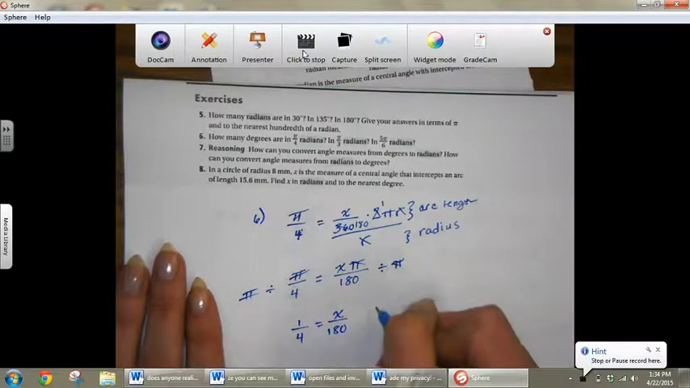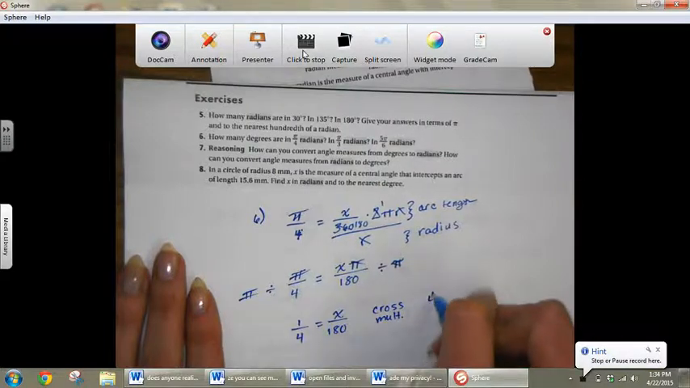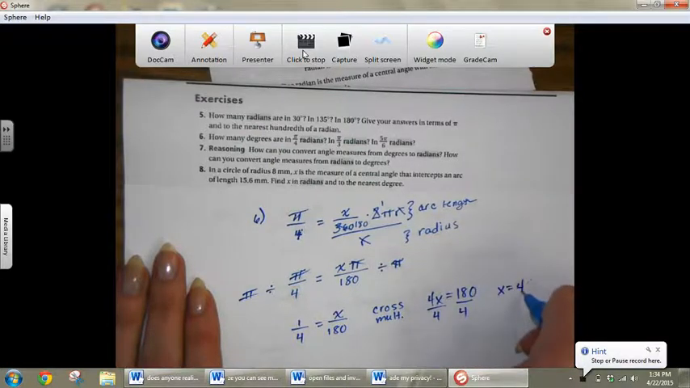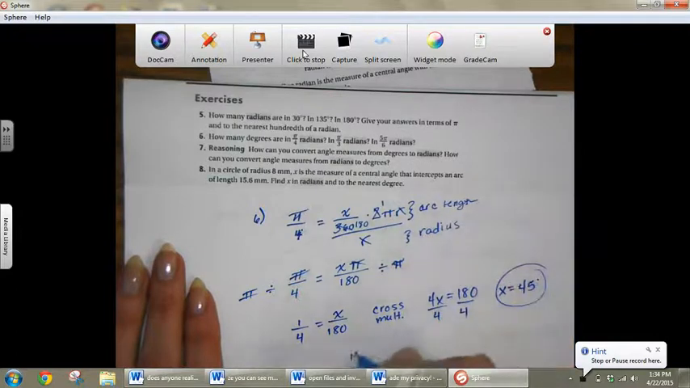I can cross multiply to get 4x equals 180, and then I can divide by 4 on both sides to get that x is equal to 45. So I can say that pi over 4 radians equals 45 degrees.